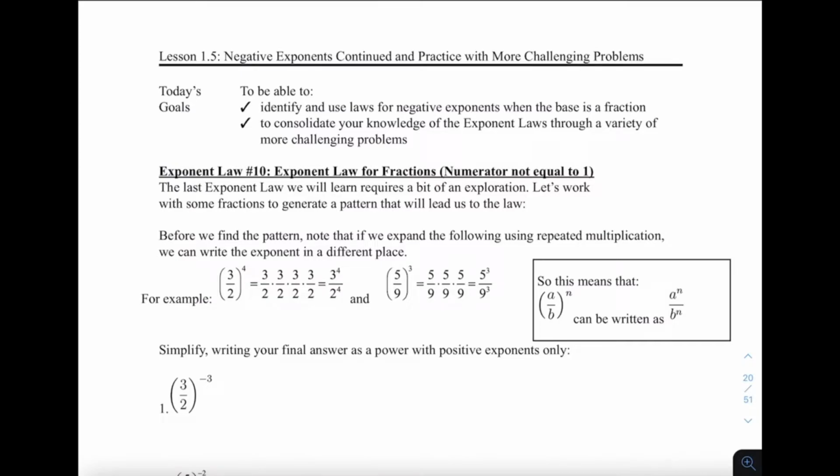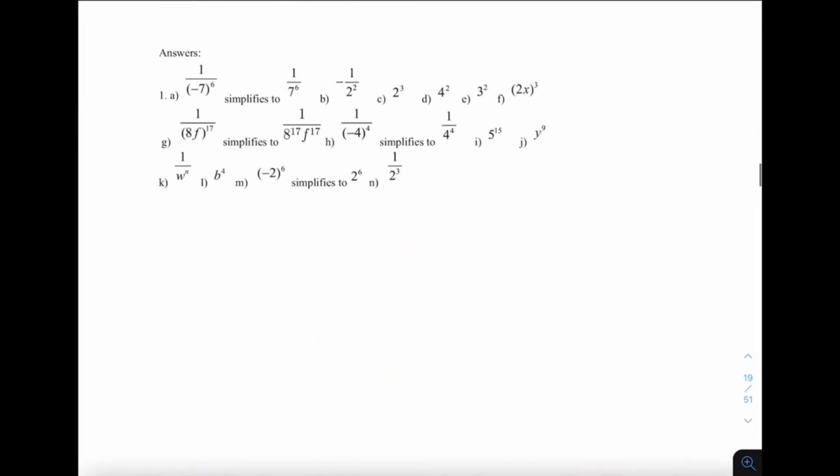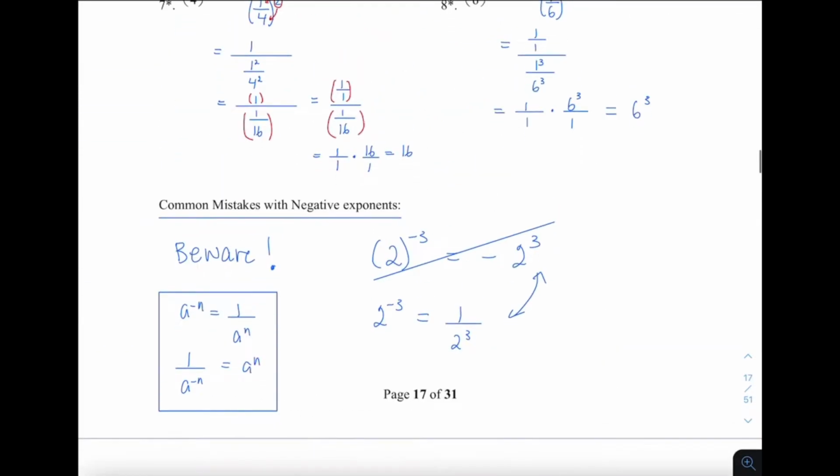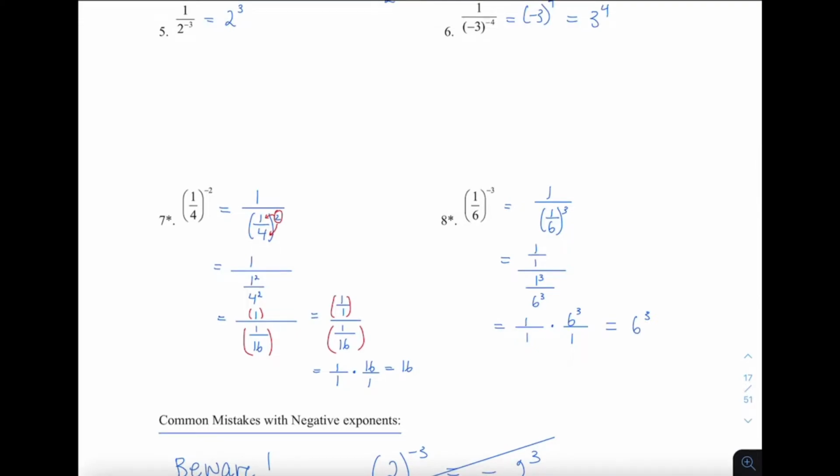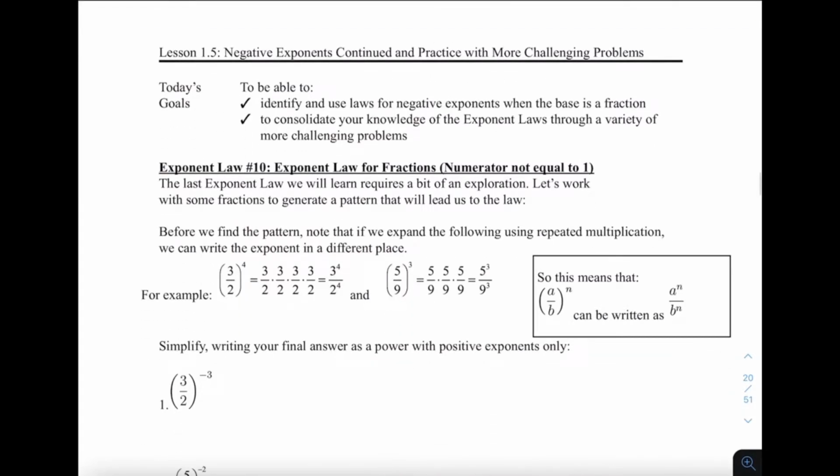Hi everyone, this is lesson 1.5 and it's our second look at negative exponents. If you remember, at the end of our last lesson, we briefly talked about how to apply negative exponents when the base is a fraction. For example, here we have a fraction of 1 over 4 to the power of negative 2. In today's lesson, we're going to explore that a little bit farther.